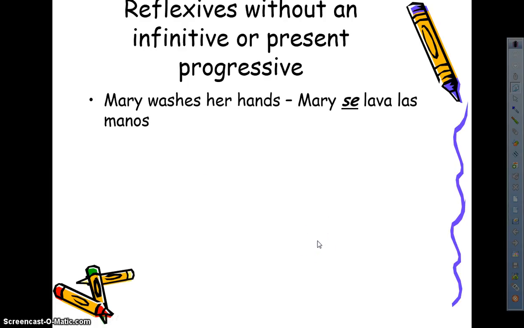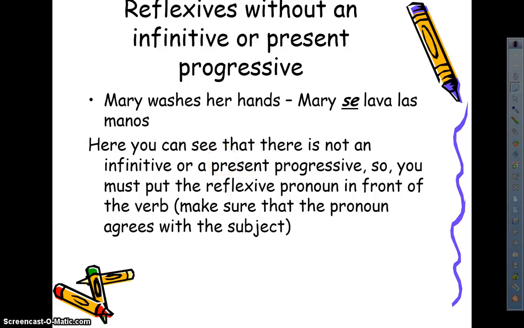So the reflexives without an infinitive or present progressive. Okay, look at that. Mary washes her hands. So you don't have an infinitive or a present progressive. So here you have your reflexive pronoun in front of your verb. Mary se lava las manos. Okay? Here you can see that there is not an infinitive or a progressive. So you must put the reflexive pronoun in front of the verb. Make sure the pronoun is the one that agrees with the subject.